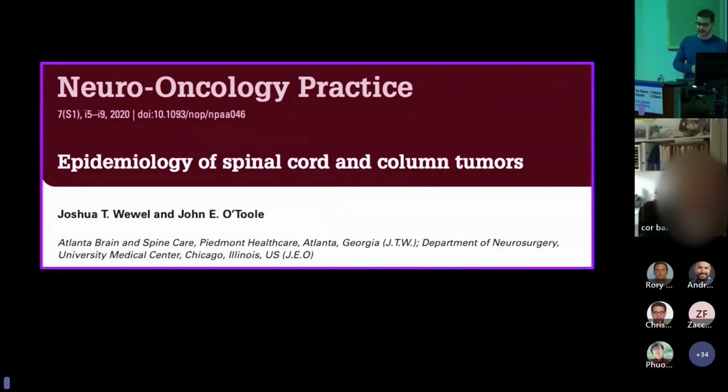So why do I highlight this case? Well, in 2020, Wool published a review article examining the epidemiology of spinal cord and column tumors. The spine is a frequent location for metastatic disease. Breast, lung, and prostate cancer are the leading contributors to spinal mets. These mets can manifest as bone pain, pathologic fractures, spinal instability, nerve root compression, or in its most severe form, spinal cord compression. Efficient identification and workup can help expedite treatment and improve quality of life.